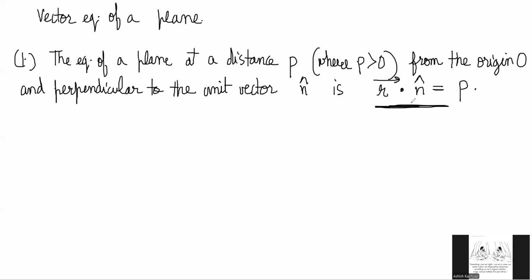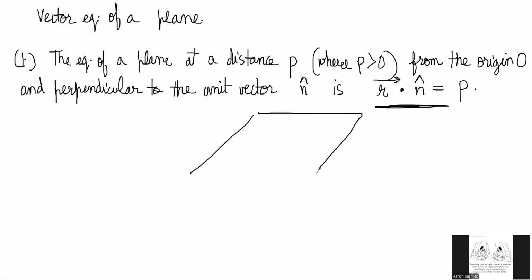So we want to prove this relation. We want to prove that this will be the equation of the plane such that the perpendicular from the origin to that plane has length p and is perpendicular to the unit vector n cap, right? The plane is at a distance p from the origin and is perpendicular to the unit vector n cap. So in order to understand that, we need to visualize this.